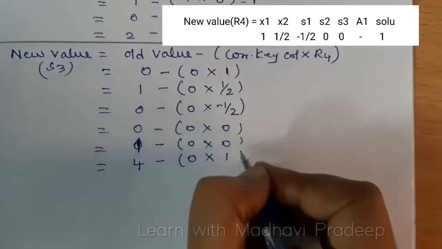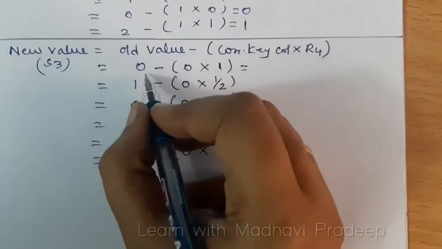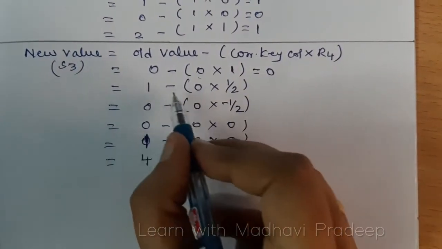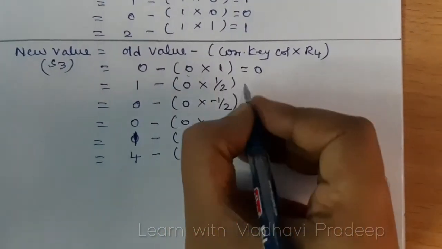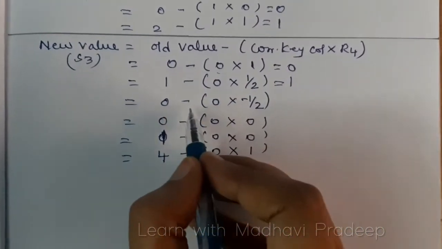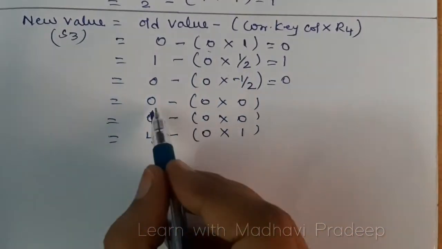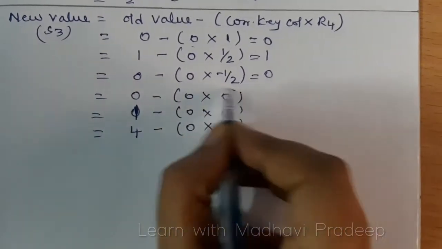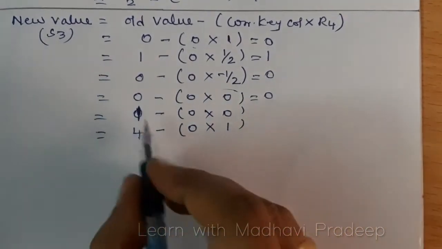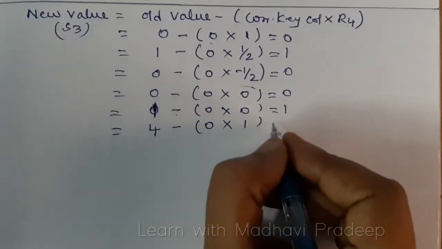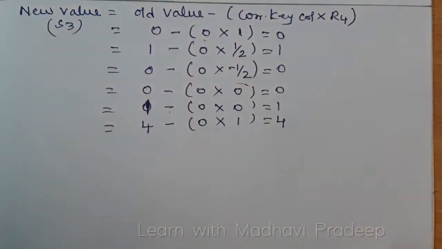Now simplify this and write. The first value is 0 minus 0 into 1, that is equal to 0. Next 1 minus 0 into 1 by 2 is 0, so we get 1 here. Next 0 minus 0 into minus 1 by 2 is 0, so 0 minus 0 is 0. Here also we get 0 minus 0, that is equal to 0. Then 1 minus 0, that is equal to 1. Next 4 minus 0, that is equal to 4.